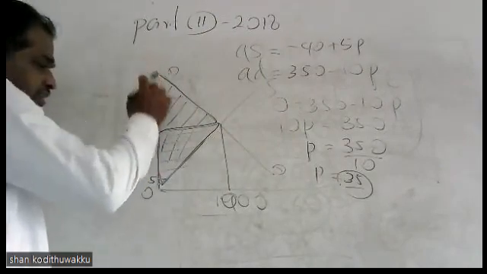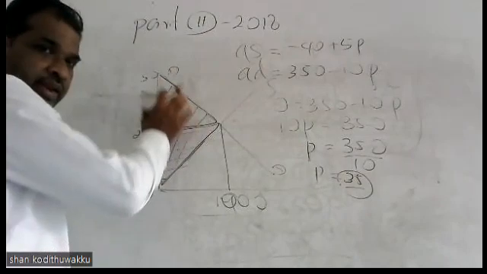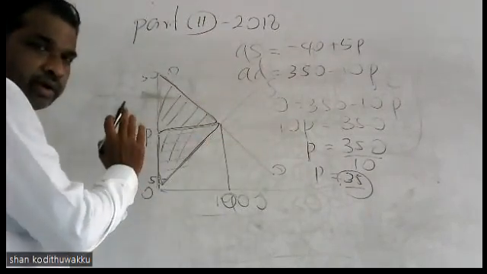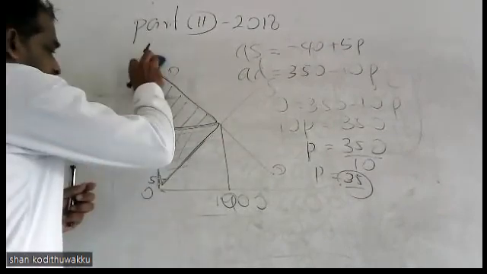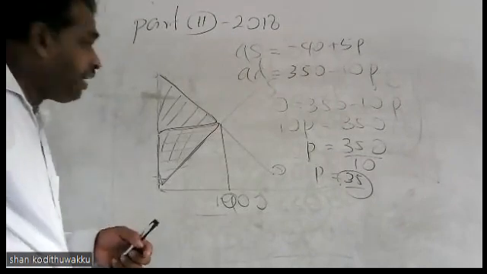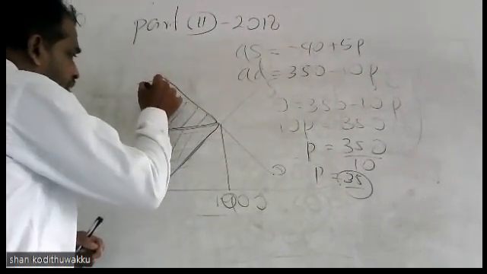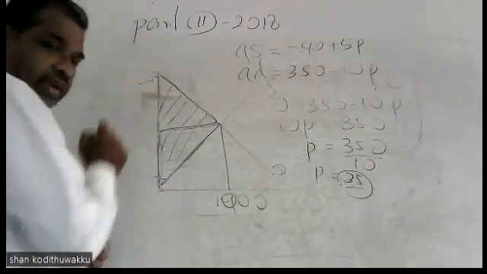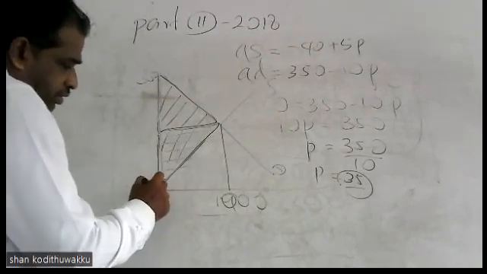Then in this diagram I have just marked 50. That is just for you to explain the consumer surplus and producer surplus. According to the given details, our highest price is 35. Right? This is zero.